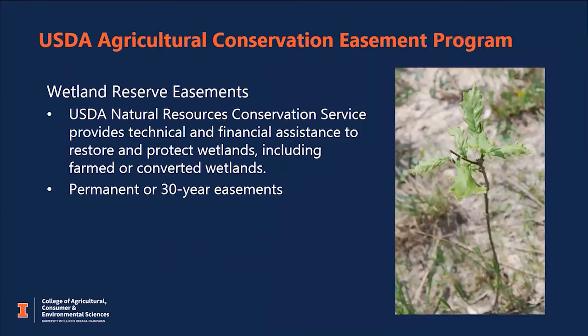On private land, the USDA, Department of Agriculture, Agricultural Conservation Easement Program provides landowners with assistance for restoring and protecting wetlands. Landowners can enter into permanent or 30-year easements with USDA. And in the case of permanent easements, the USDA NRCS will provide up to 100% of restoration costs for restoring wetlands, including wetlands that are currently farmed, as well as areas that were formerly wetlands that have been converted to agricultural uses.